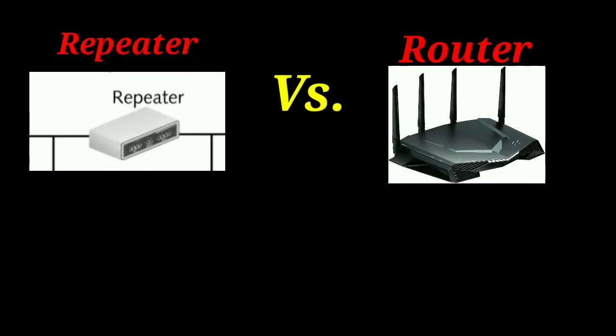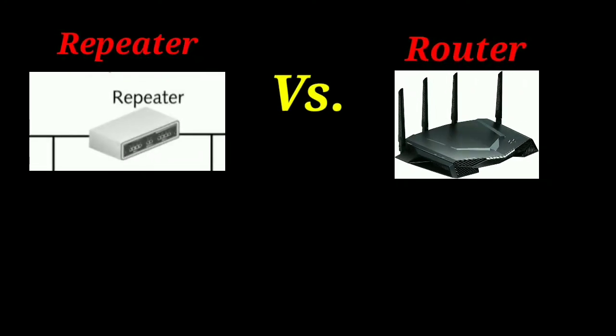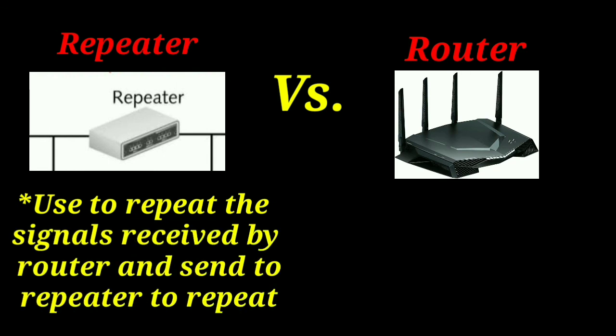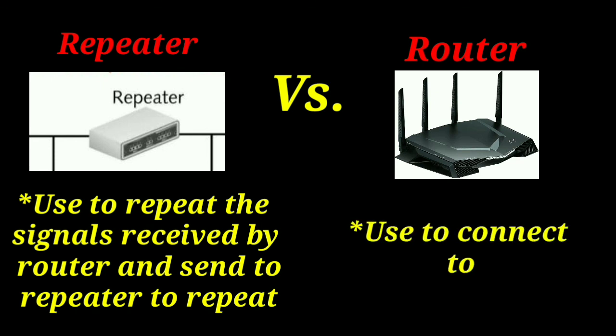Then the difference between the repeater and the router was, a repeater is used to repeat the signals received by the router and send to the repeater to repeat, while the router is used to connect to the internet.